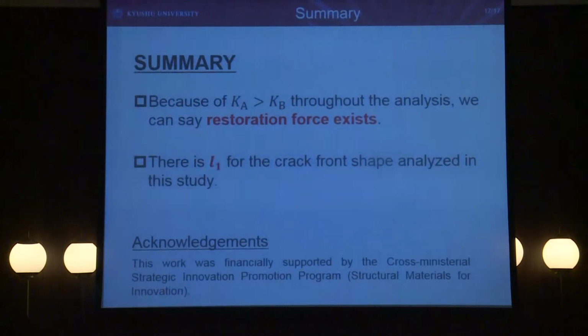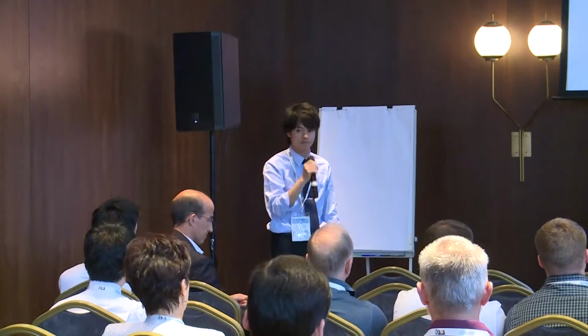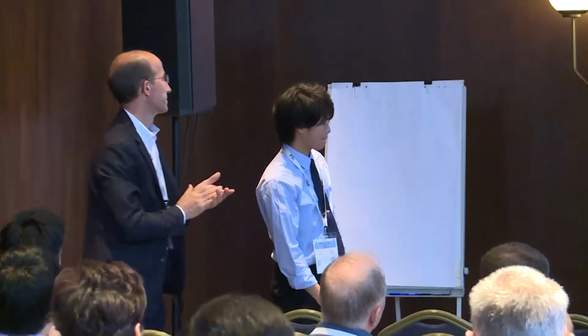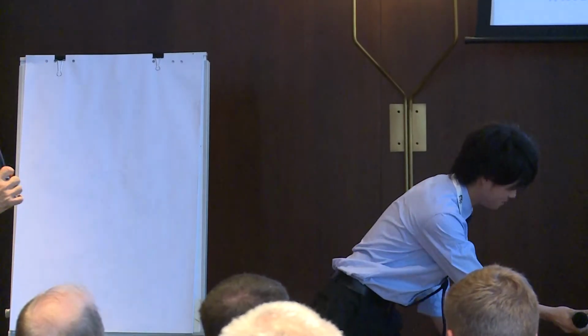And here is a summary slide. Summary. Because Ka was larger than Kb throughout the analysis, we can say restoration force exists. And there is L1 for the crack front shape analyzed in this study. That's all. Thank you for your kind attention. Thank you very much.